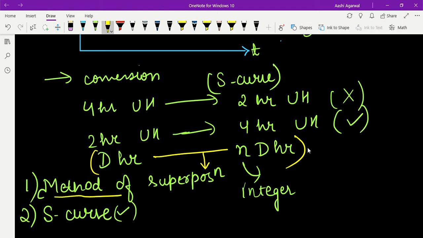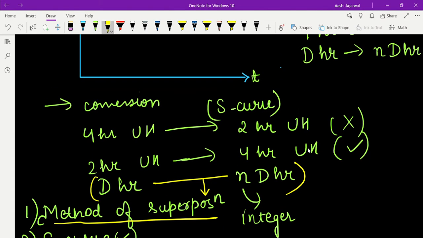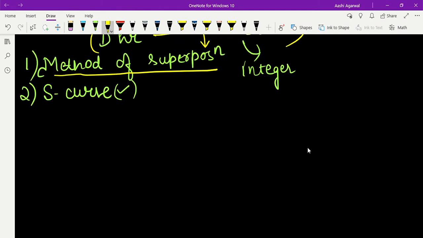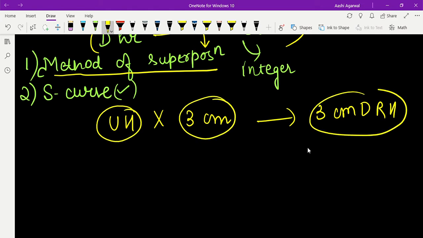So this method we will see now. Method of superposition, what do we do? We try to use the assumption of unit hydrograph that is called time invariance. Now what does that time invariance say? We have seen linear response in the previous video, where we were multiplying the ordinates of UH by 3 centimeter, and we were saying that I am getting a 3 centimeter DRH. This is called linear response.